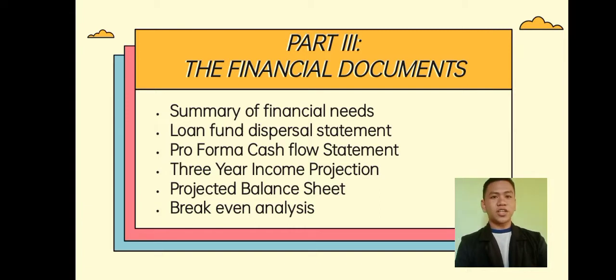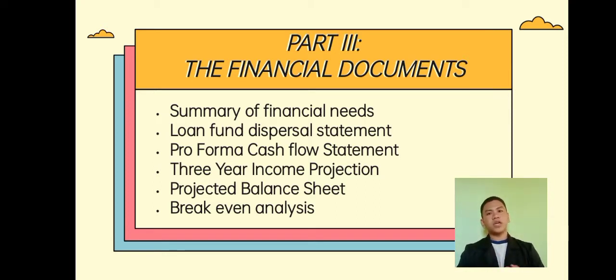And financial documents have the following major documents. Number one is the summary of financial needs, the loan fund dispersal statements, the pro forma cash flow statements, the 3 years income projections, the projected balance sheets, and the break-even analysis. Financial summary gives insights into the profitability of business aspects and debts and equity, estimated operating expenses, and it also forecasts the future growth of projections and financing.